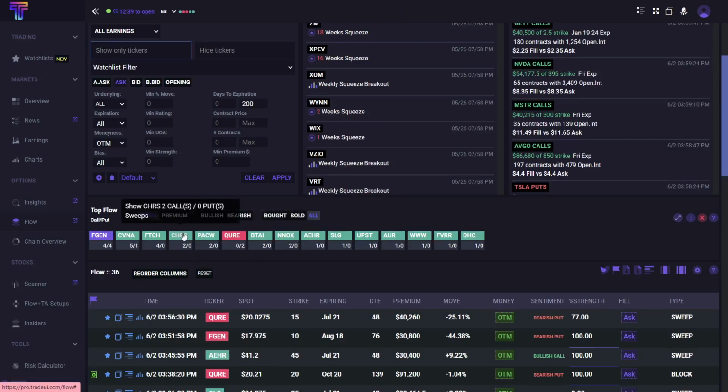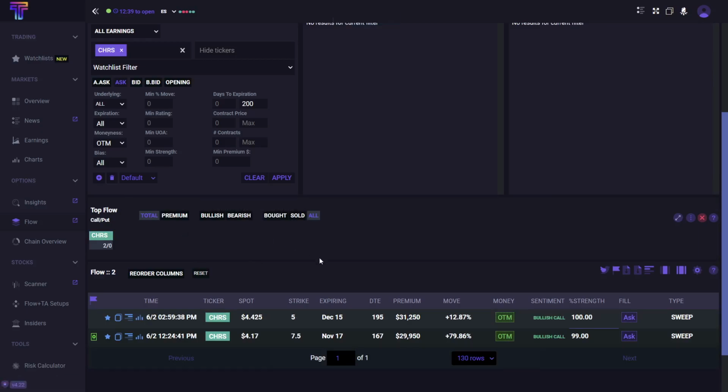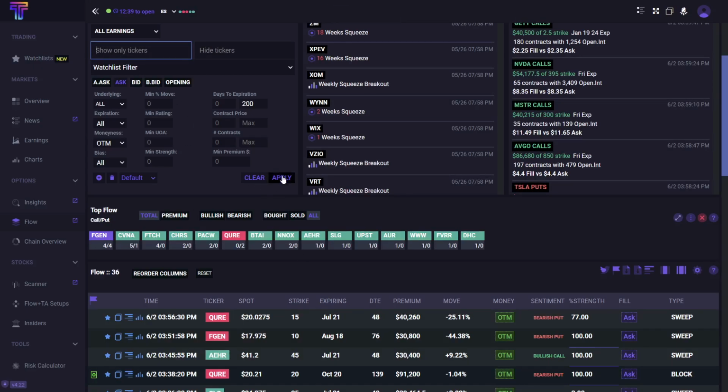let's look at CHRS. All right, so CHRS, this one's also something you want to be aware of. The thing is you want to look for something that has the same strike and the same DTE, because what that does is tell us that is potentially one big trader taking these trades, seeing a move that we may not see. So let's look at NNOX.